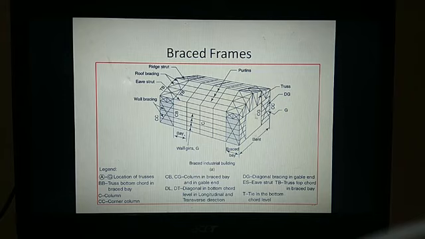This is the clearance height. There will be a ridge strut exactly at the center of the roof truss, and there will be a roof bracing on the top, and wall bracings also for the lateral wind forces on the wall. Wall girts will also be there. What do you mean by girt? A girt is also a beam.